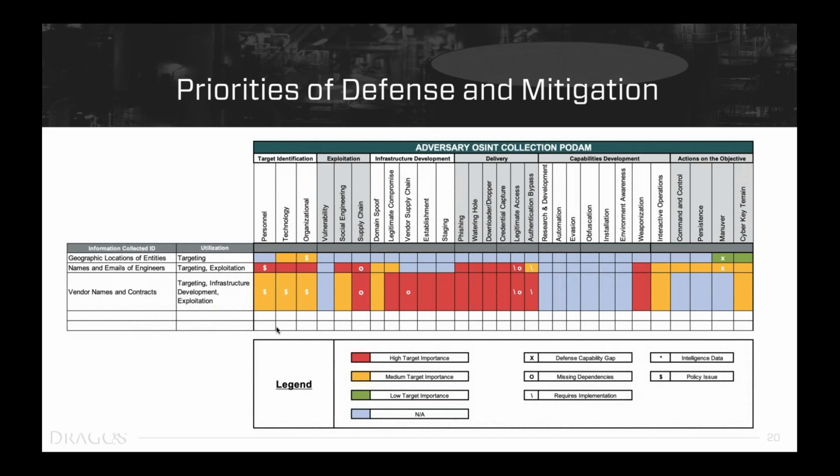Based on this table, you can see that vendor names and contracts has the highest amount of red items, so that's high target importance, as well as yellow too. And so that would likely be the information that you would start to cull and see, all right, how are we exposed and how can we improve this? Essentially making it a higher priority item. And I'll kick it to Casey for the next slide.